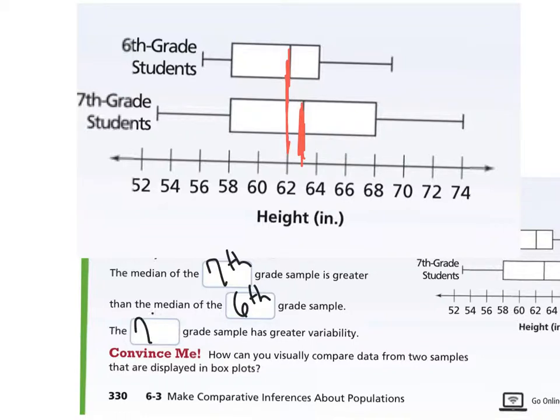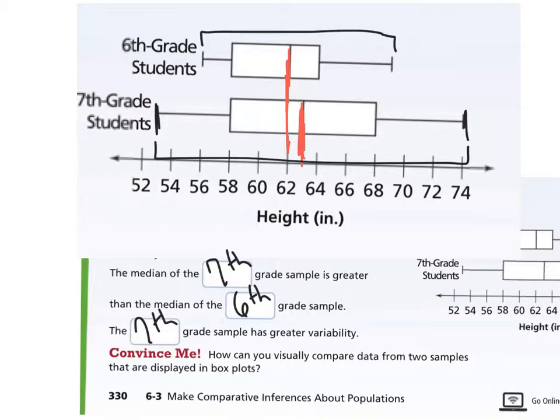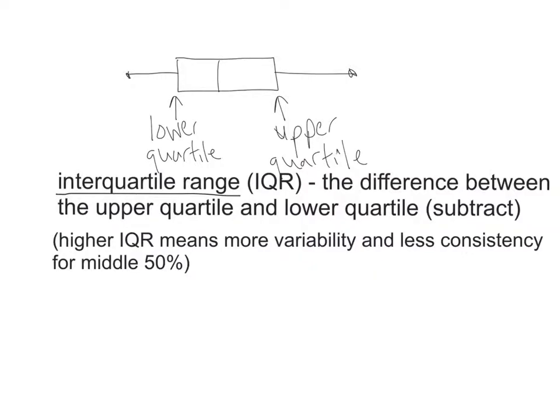And again, we can just look at how wide this box plot is compared to the 6th grade one. I don't even really have to figure out any numbers because the shortest 7th grader was shorter than the shortest 6th grader, and the tallest 7th grader was taller than the tallest 6th grader. So definitely a bigger range. We could figure out the exact numbers if we wanted to, but 7th grade definitely has greater variability here.